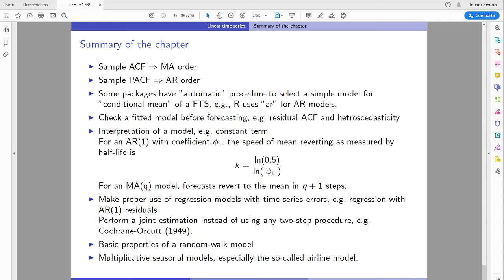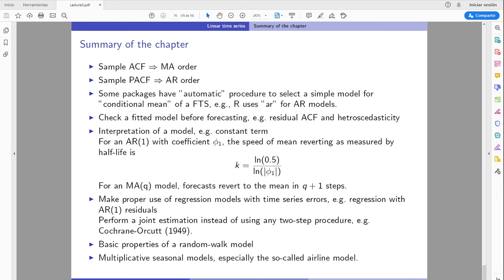For a quick recap of this last chapter, which includes lectures 2 and 3: sample autocorrelation functions give us the MA order. Sample partial autocorrelation functions give us the AR order. Some packages have an automatic procedure to select a simple model for the conditional mean of a financial time series. For example, R uses the command ar for AR models. Before forecasting, we must check that the model is properly fitted, checking residual autocorrelation functions and heteroscedasticity.